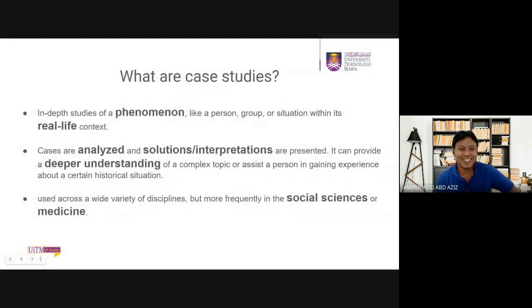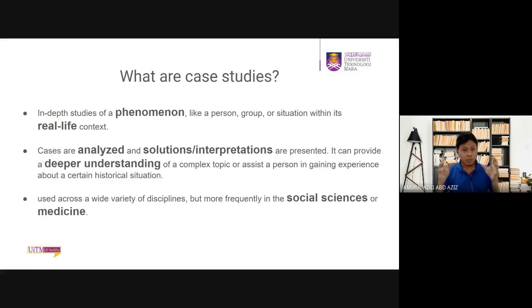Alright, so what are case studies? Case studies are in-depth studies of a phenomenon. It is a situation, a phenomenon like a person, a group, or situation within its real life context. It has to be real life. The reason why it's called real life is because it involves people. It involves the social side of things at that particular time.